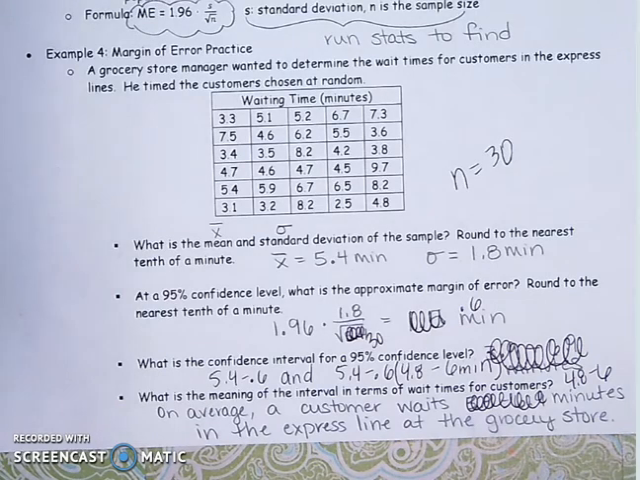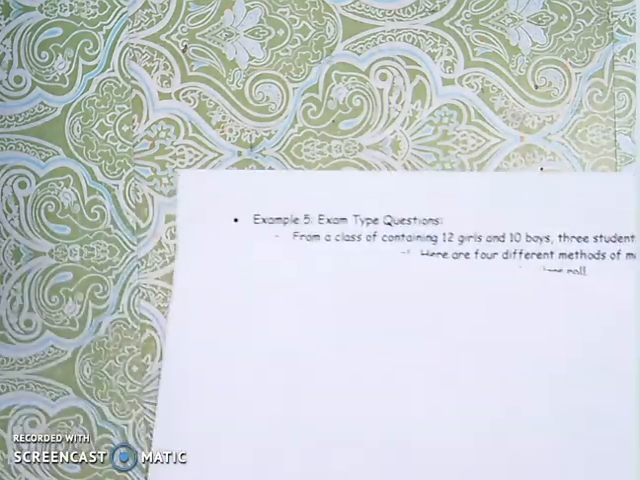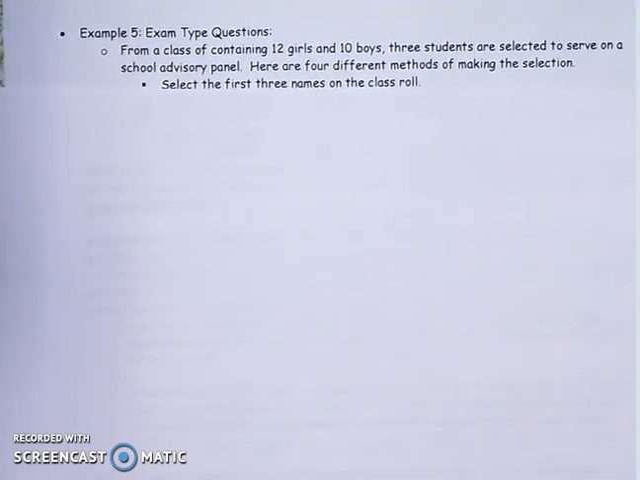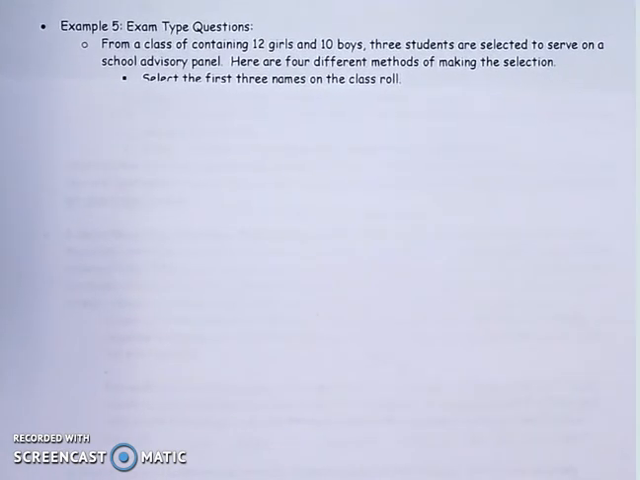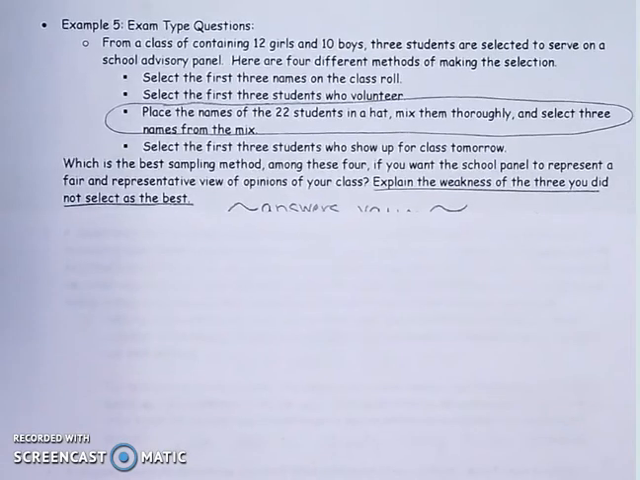Now, how is your exam going to ask these questions? Because your exam is full of all kinds of questions with this. The first one: from a class of 12 girls and 10 boys, students are selected to serve on a school advisory panel. 4 different types of methods are given. Which one is the best? And explain the weakness of the others. The best one is C, placing the names in a hat, mixing them thoroughly, and selecting 3 people because it's completely random.